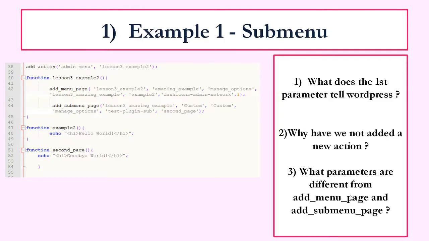What are the differences? Well, the only real difference is the first value here. Remember, the first value here has to be the fourth value here. So this is the unique identifier for WordPress for this page, and this is attaching the submenu to the unique parent identifier, so the main menu here. Let's give it a try and see if we can create one in our plugin.